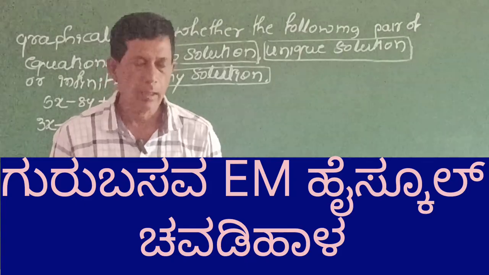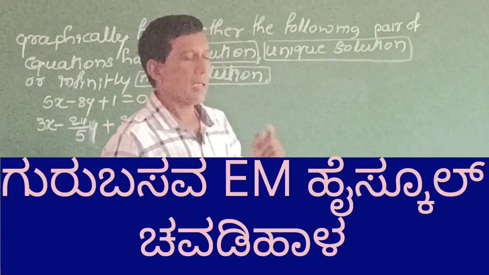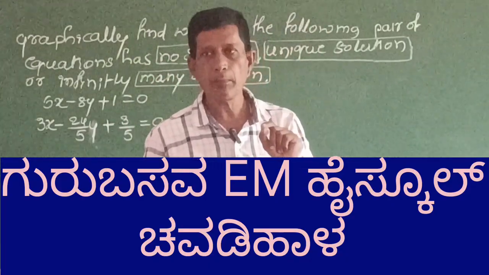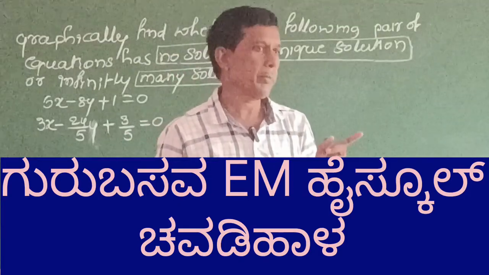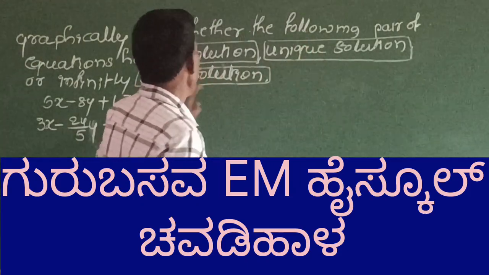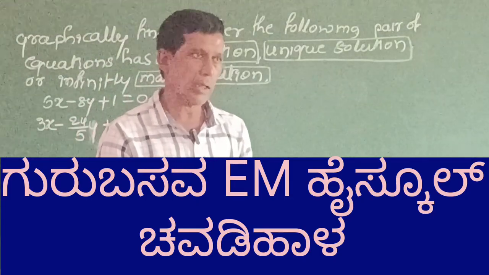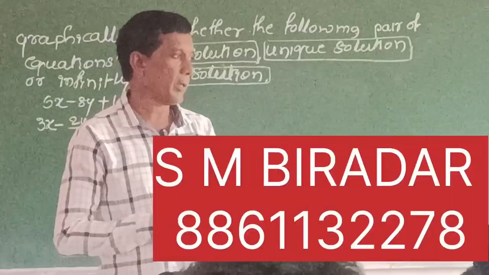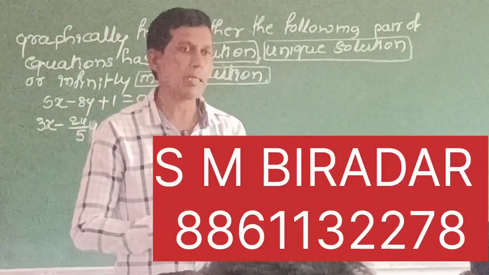Is that clear? Next, unique solution. At that time a1 upon a2 is not equal to b1 upon b2. So at that time there is a unique solution. And many solutions means the lines are coincident. Therefore a1 upon a2 equals b1 upon b2 equals c1 upon c2. At that time the two lines are coincident.